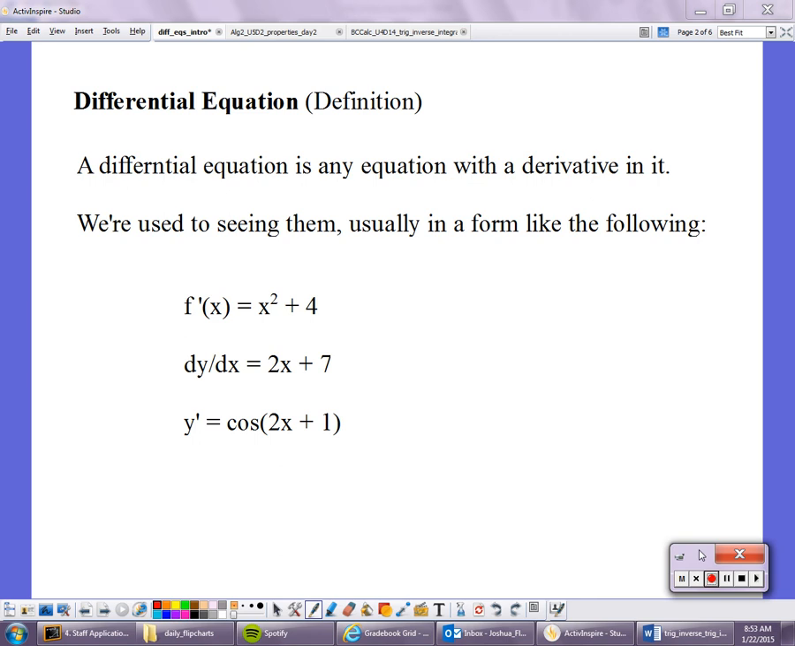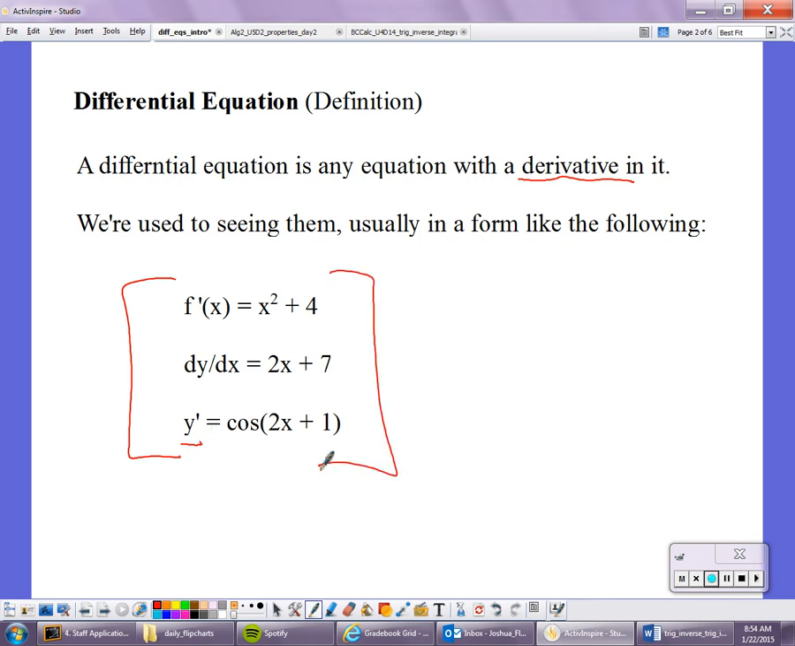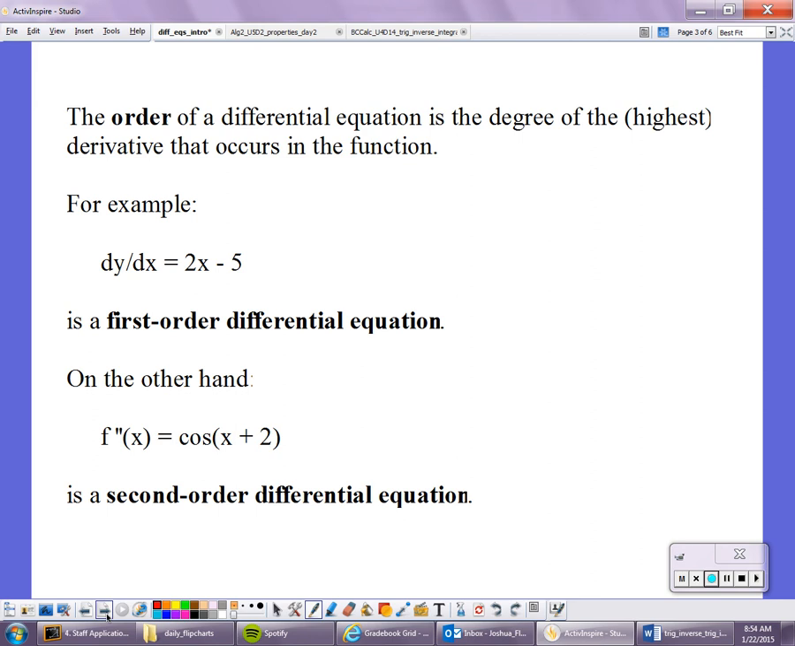Well, a differential equation is just an equation that has a derivative in it, any derivative in it. We're used to seeing these usually in a fairly straightforward explicit form, where we've got f prime of x equals x squared plus 4, or we write it in different ways, dy/dx equals whatever, y prime. There are different ways of writing the derivative. We'll see much more complicated and interesting ones later on, but I wanted to start with this. This is familiar to us. So these would all be examples of differential equations.